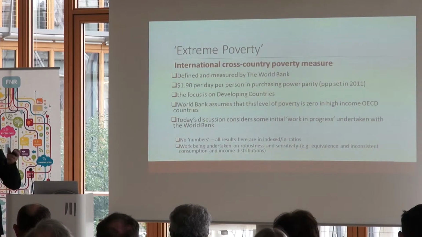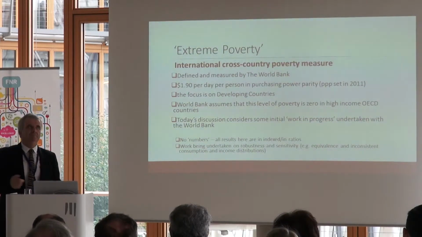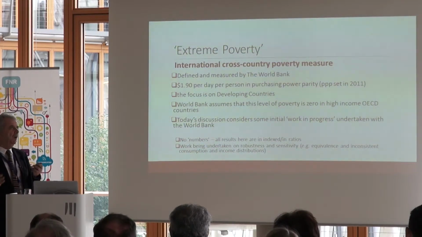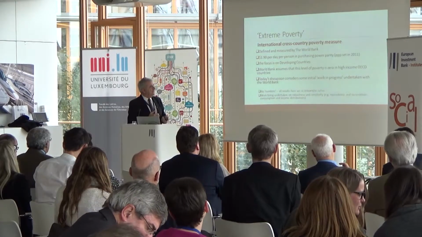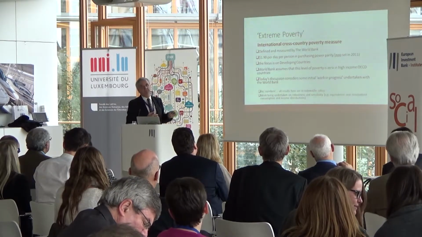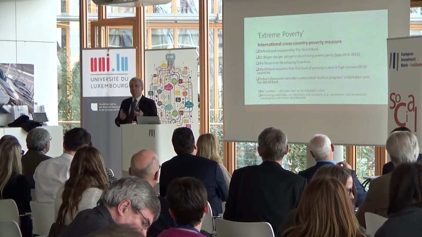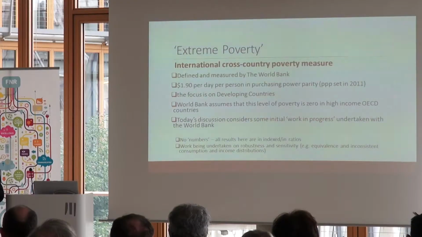But it's an international cross-country poverty measure, which means that we can look at the world and we can understand who's poor and how poor they are according to this definition. But because it is such a low line, the focus will be on developing countries. Indeed, the World Bank, when it provides profiles of global poverty, assumes that there's 0% at this level in high-income countries.